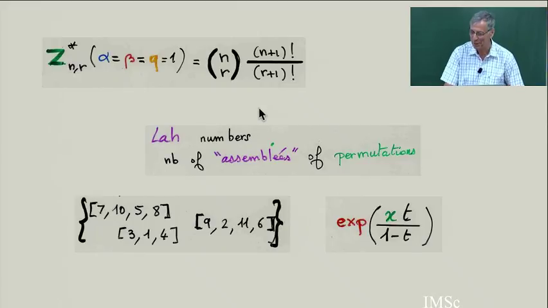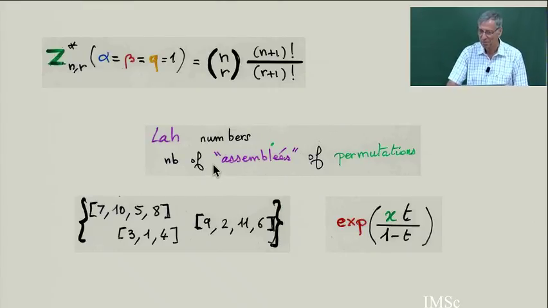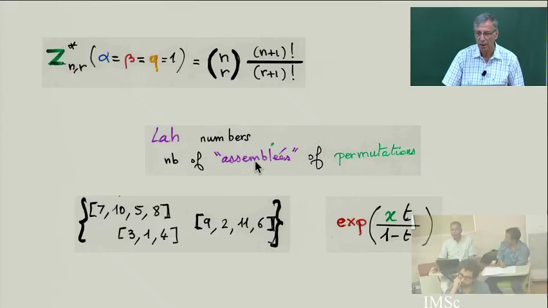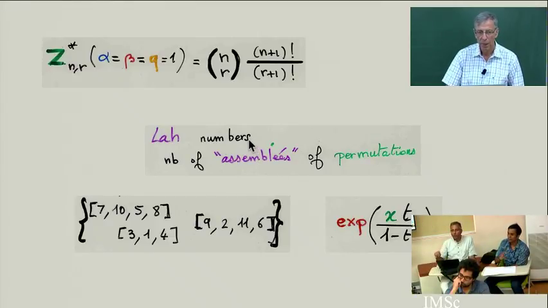So he was very patient. After 30 hours of lecture, here, Suresh, Lah numbers are appearing. And it's well known, it is what we call the number of assemblies of permutations. I like to keep the French word. What is an assembly of permutations? So I go back to the course two years ago. Here is an example of an assembly of permutations.